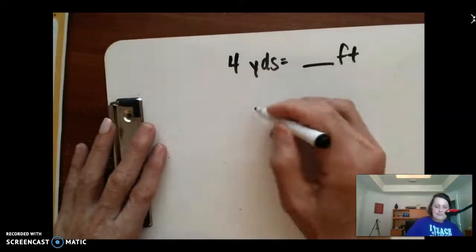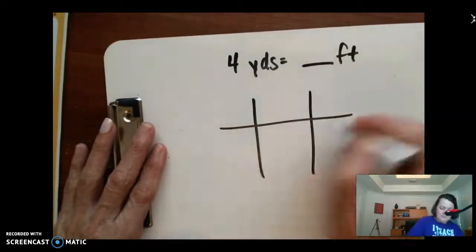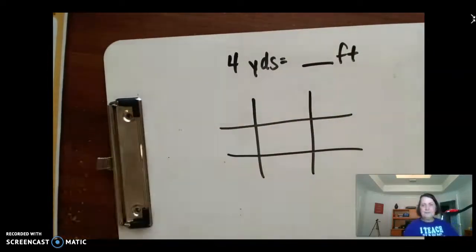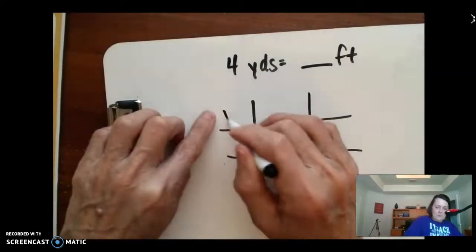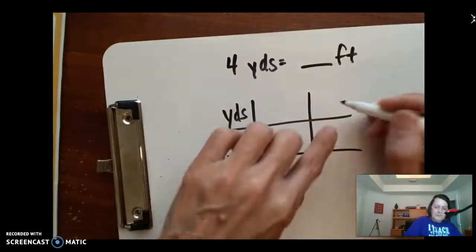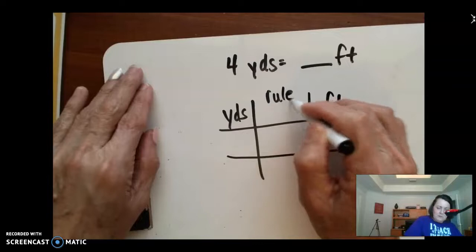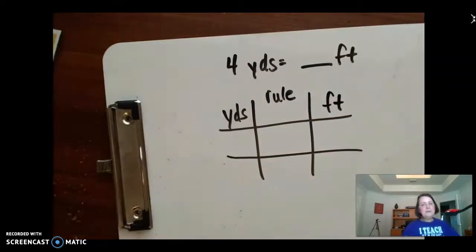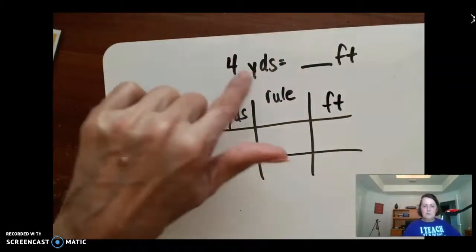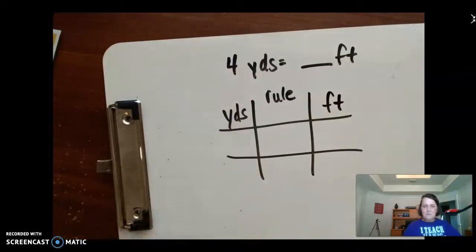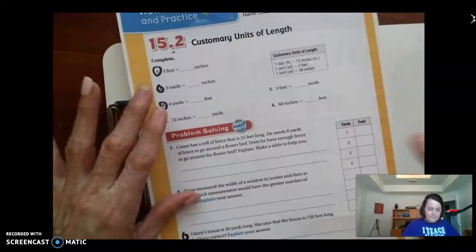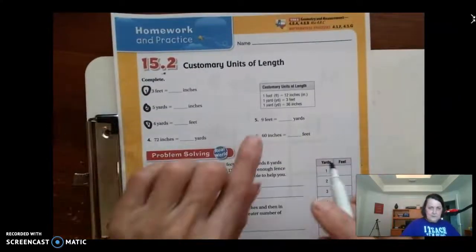Make your tic-tac-toe. Tic-tac-toe. Here we go. Let's label our units of measurement. Okay, we got to put yards, and then over here we're going to put feet, and the rule goes in the middle, but we don't know what that is. Now, where does the 4 go? It doesn't go here. We always start with 1. Okay, start with 1. So let's look for yards and feet. Yards and feet. Do you see it?